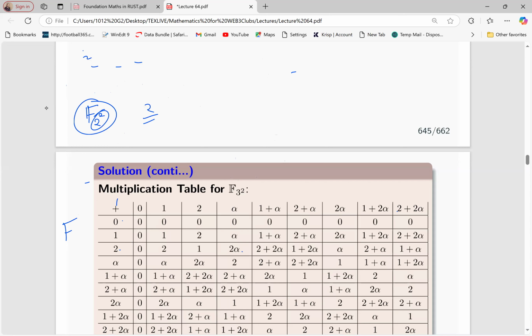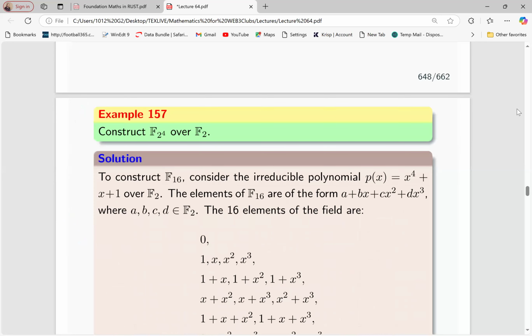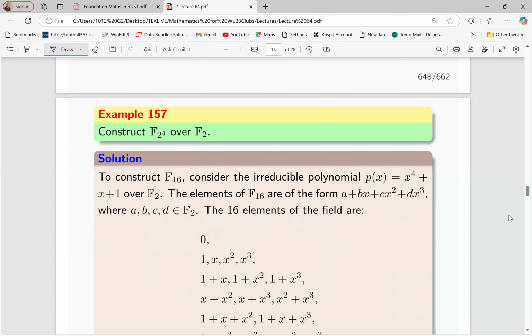So if you're talking of F5, and you are using a polynomial of degree 3, then you expect that this has 125 elements. It has 125 elements. Good. So that's what I wanted you to look at.